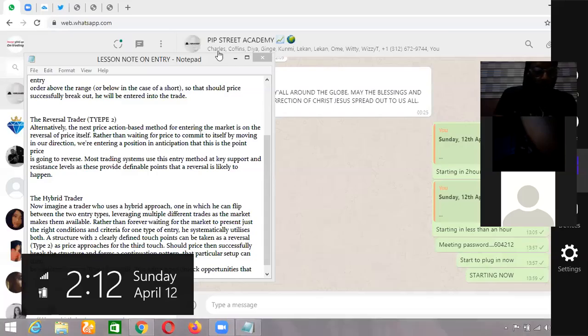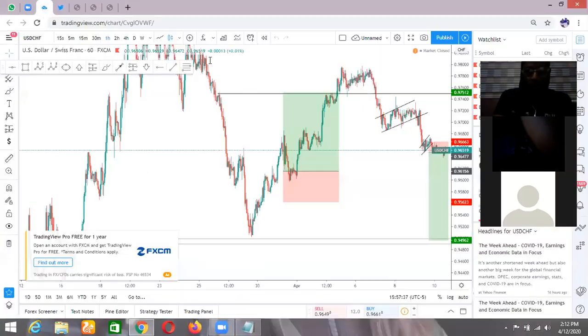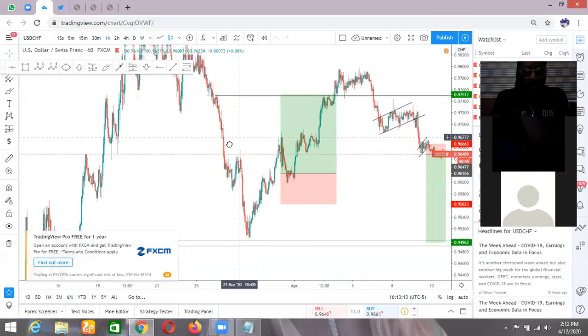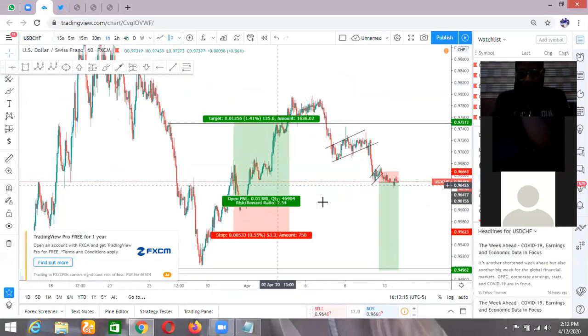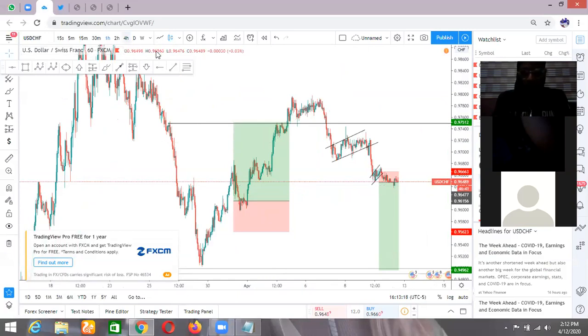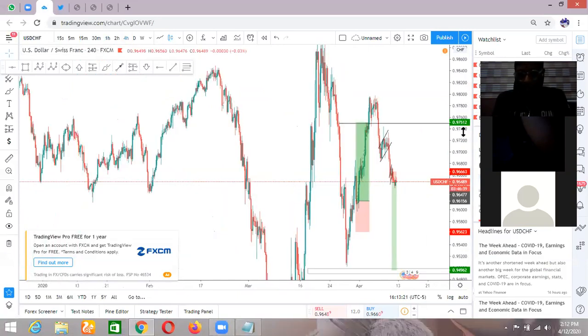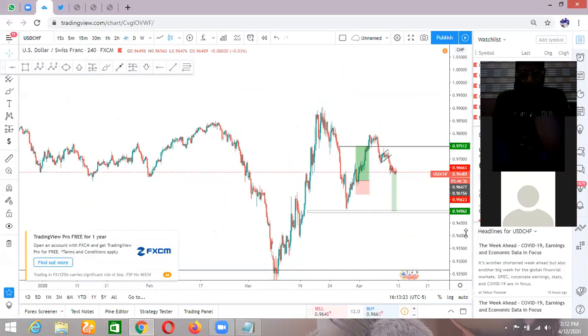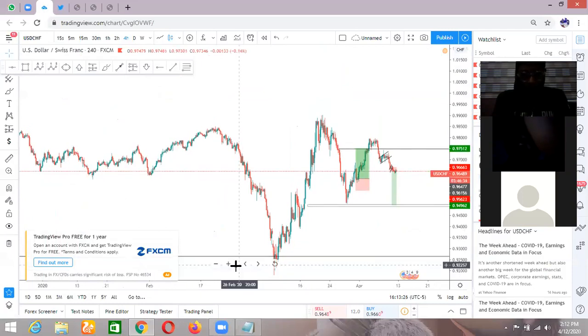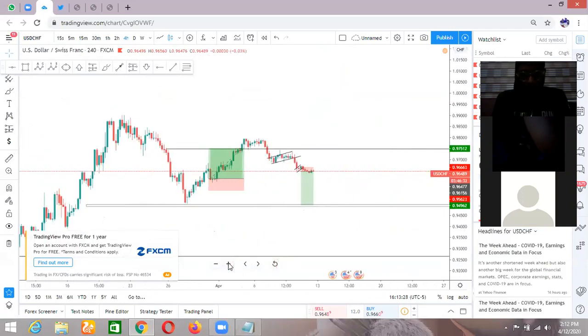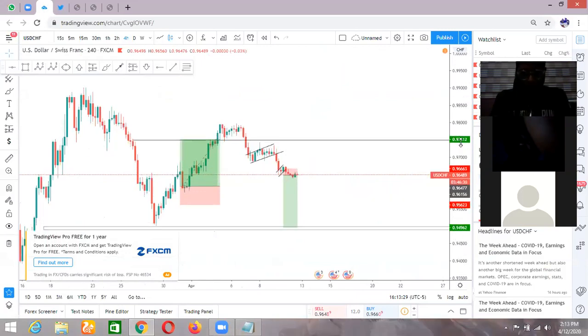Just let me know if you can see my screen. Okay, guys, can you see my screen now? I need to know if you guys can see my screen. I just shared my screen again. Come on, guys.